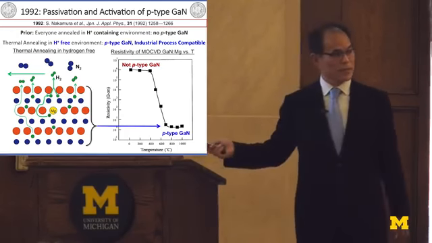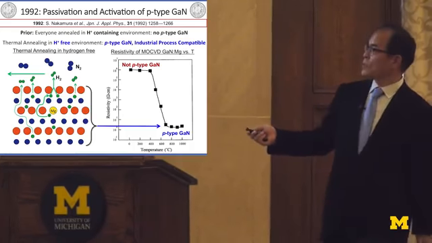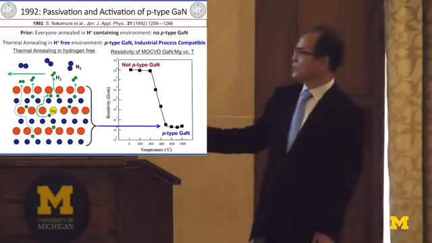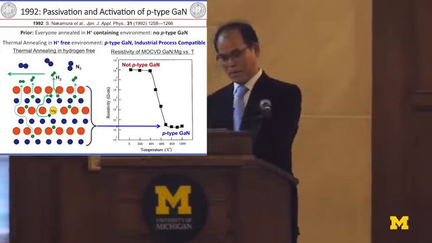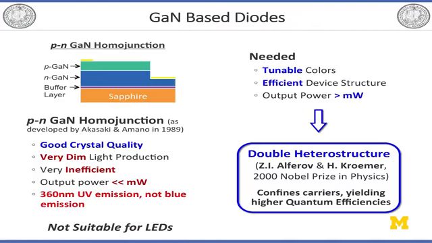This is a simple solution. Many scientists tried to make P-type gallium nitride since the 60s. Nobody could understand this mechanism. It was just hydrogen, which is easy to understand. Anyway, I solved this problem. And the next is the emitting layer, indium gallium nitride. Also, nobody could make this layer since the 60s.